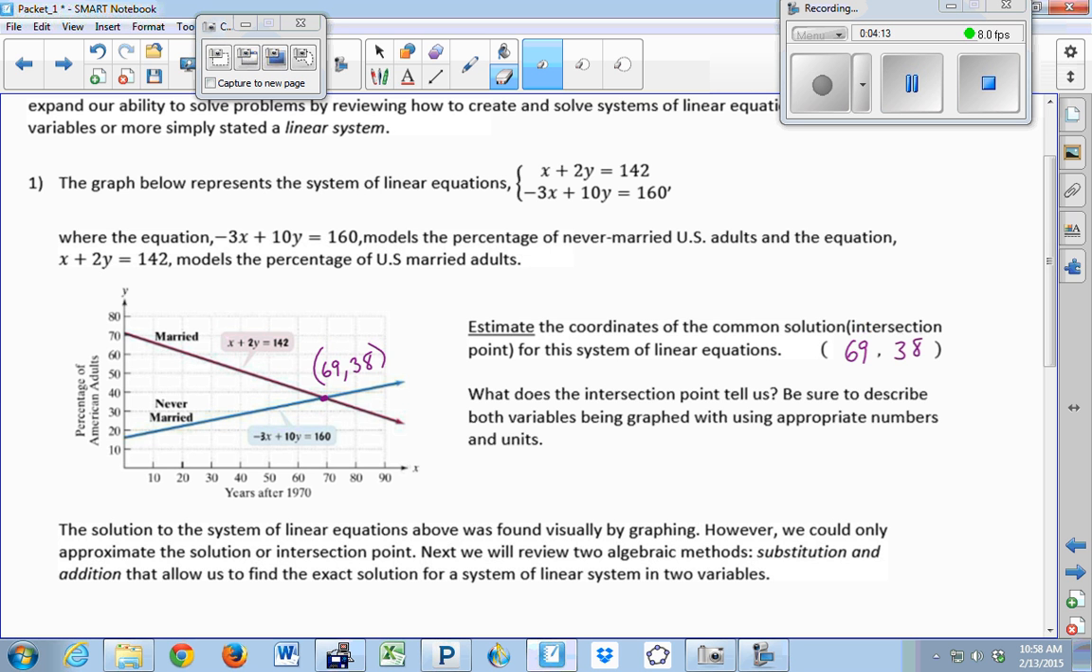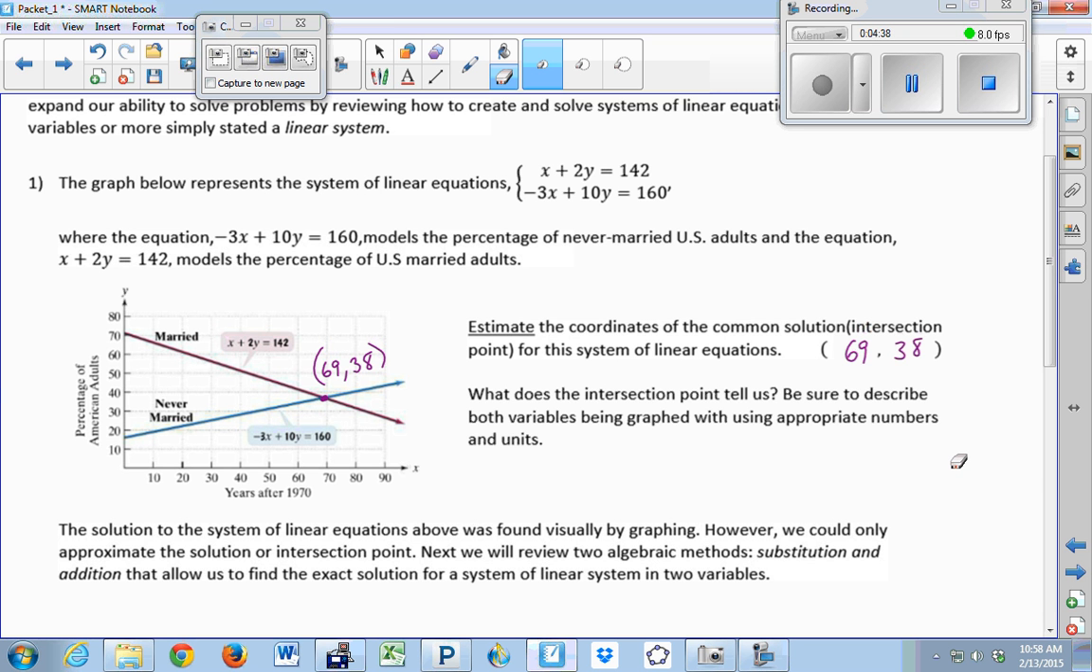But we really don't know if it's 69 or 68 point something, and we don't know if it's 38 or 38 point something or 37 point something. So to really find the exact solution versus an estimate, that's where the algebra comes in. So what does this intersection point tell us? Be sure to describe both variables being graphed by using appropriate numbers and units.